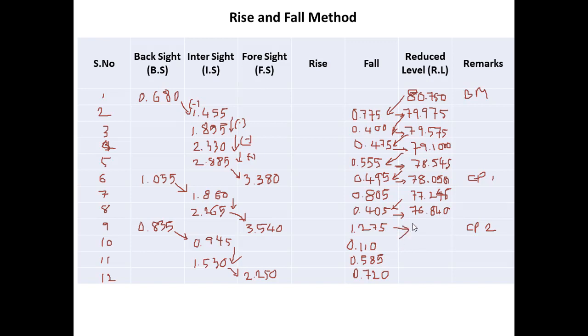Next, 76.840 minus 1.275 gives 75.565. So next, 75.565 minus 0.110 gives 75.455.